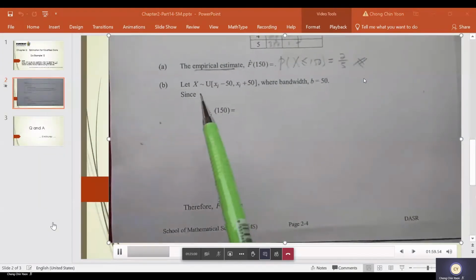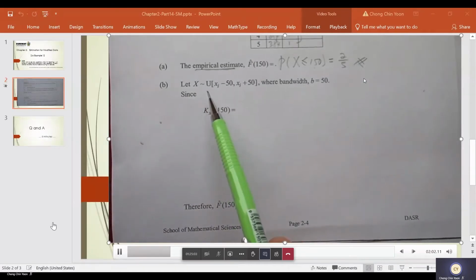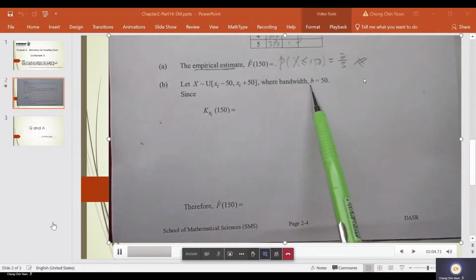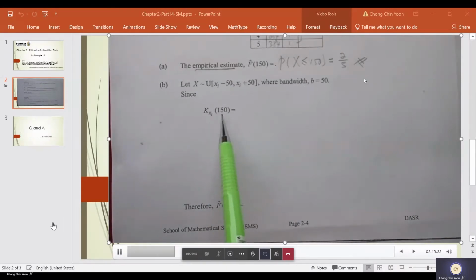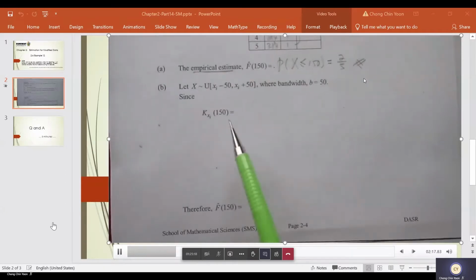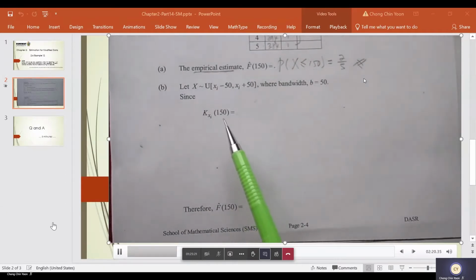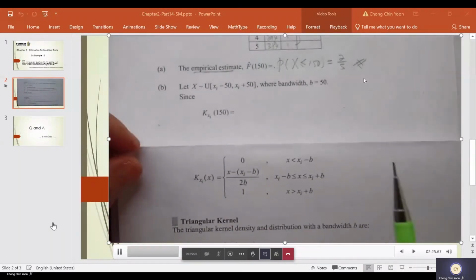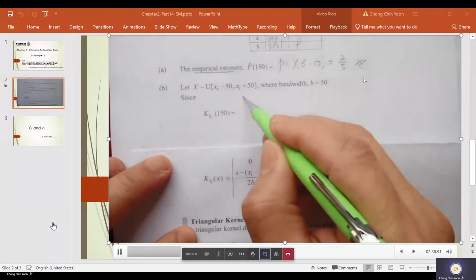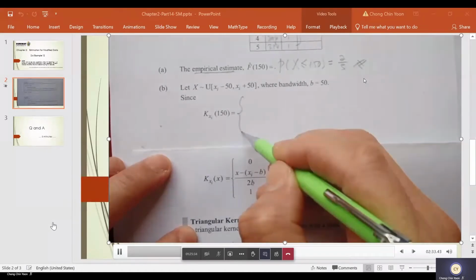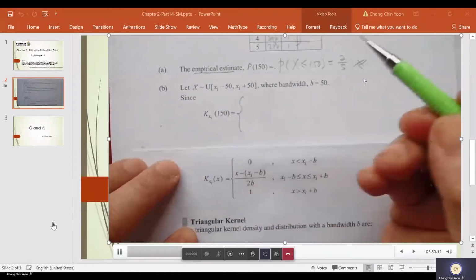Part B. Let X be uniformly distributed on this interval where the bandwidth is 50. So in order to solve this problem, we need to calculate the kernel distribution function at 150. To solve this problem, I'm not going to use the table like in example 11. So I'm going to use this formula to calculate. So I have to calculate this in terms of a piecewise function.